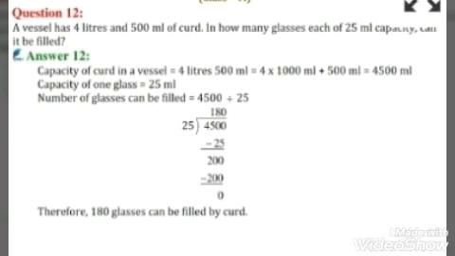Now you find out number of glasses that can be filled is equal to 4500 divided by 25. 4500 divided by 25, we get the answer 180. Therefore 180 glasses can be filled by the curd.